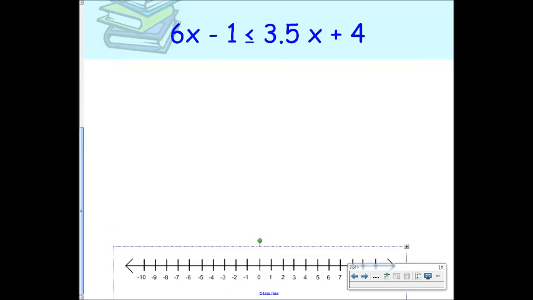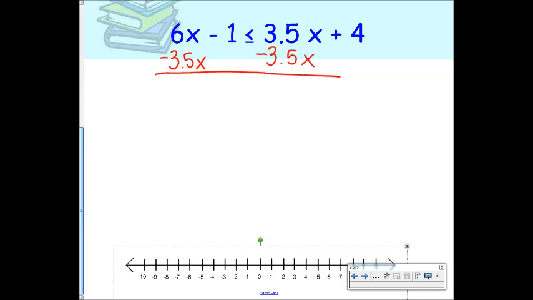So in this second one, I've got 6x minus 1 is less than or equal to 3.5x plus 4. Again, I like my variables on the left side better, so I'm going to move this 3.5x over to this side. I subtract it from the 6x because those are my like terms. Remember, I can only do something if they're like terms. Otherwise, I'd be stuck. I couldn't do anything. But I can subtract those because they both have an x, and neither of them have an exponent except 1.